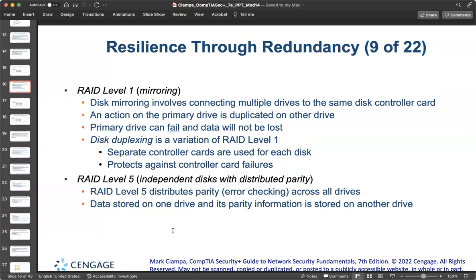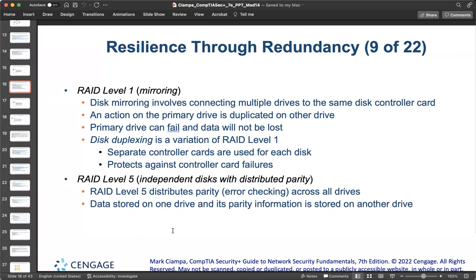To address that issue, we're using RAID 1 for mirroring, right? Disk mirroring involves connecting multiple drives to the same disk controller card. Remember, just one controller card, and action on the primary drive is duplicated on the other drive. Primary drive can fail, or even your secondary drive can fail, right? Any of those can fail, and the data will not be lost because you do have a copy on the other drive.